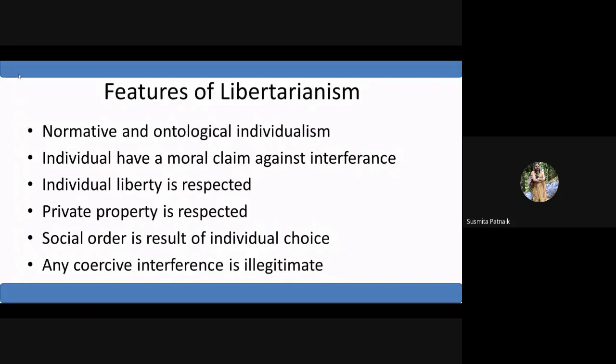So normative and ontological individualism means what? That each individual, we should not, hello?